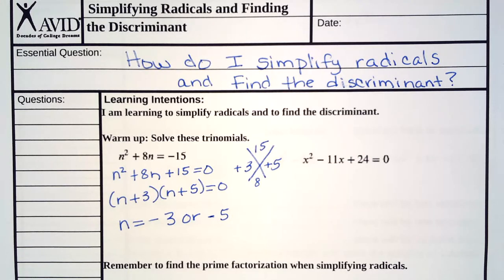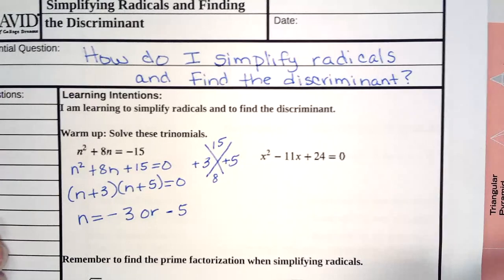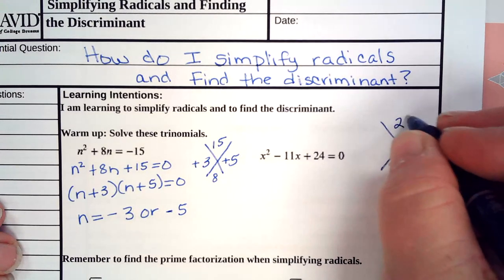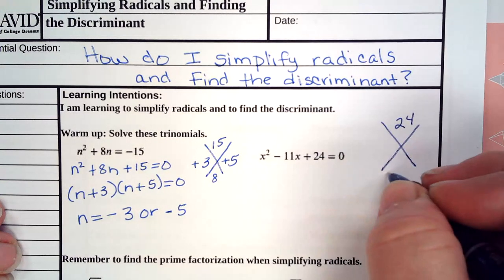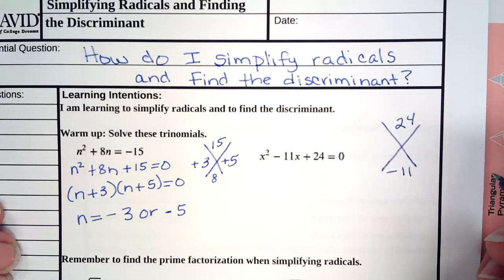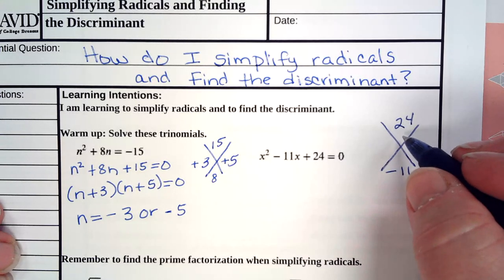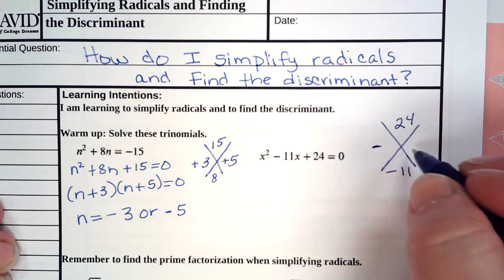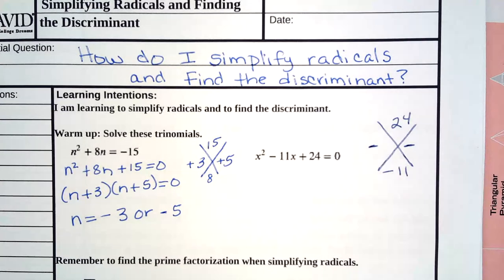Okay, so the next one was set equal to 0, so you can just jump right in. 24 goes up here, it's positive. Negative 11 goes down here. The only way I can get a positive when I'm multiplying, and I know that one has to be negative, is if both are negative. What are the factors of 24 that add up to 11?